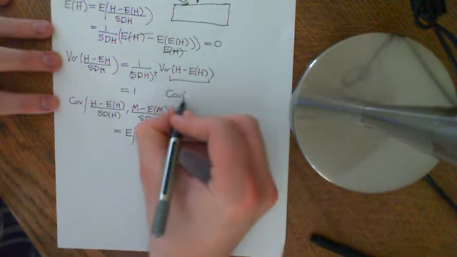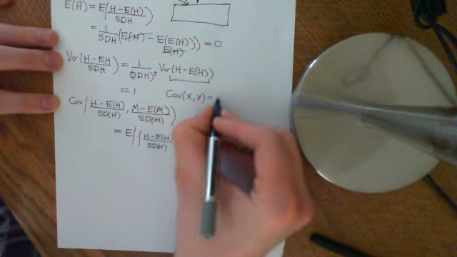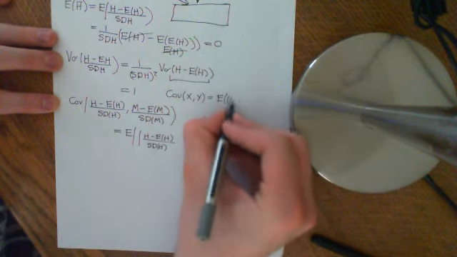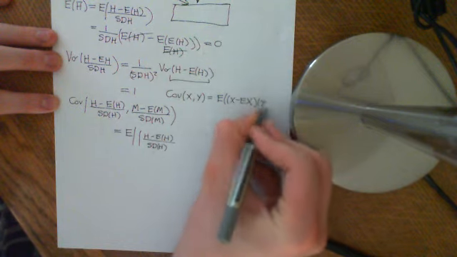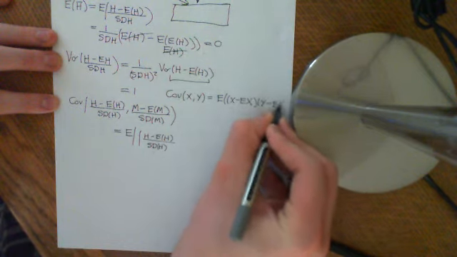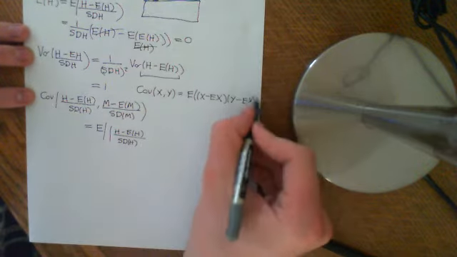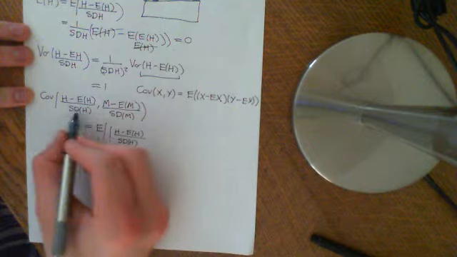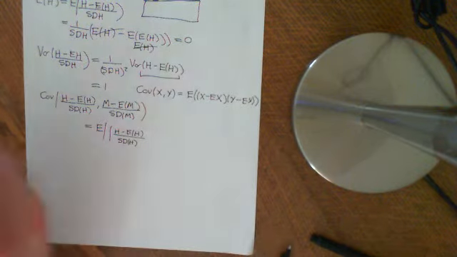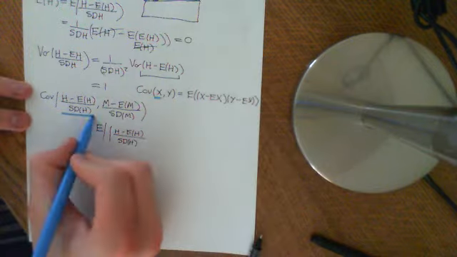So the covariance of two random variables x and y is just defined to be equal to the expected value of x minus the expected value of x times y minus the expected value of y. Okay, so there's what we want here. The place of x here is being taken by this.